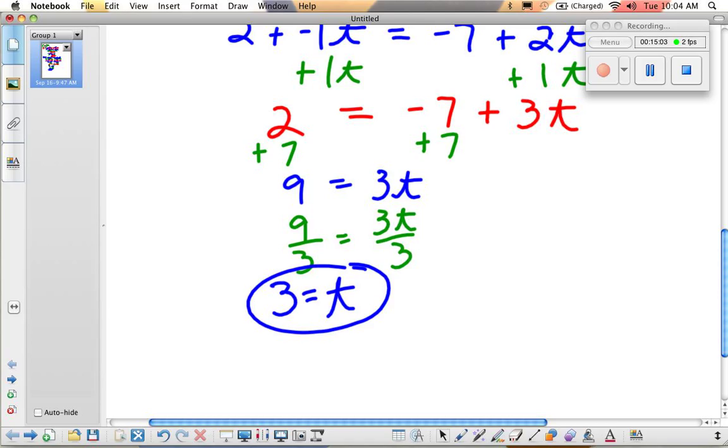Okay, let's go to, you have the definition for identity in your notebooks, right? What is the definition for an identity?